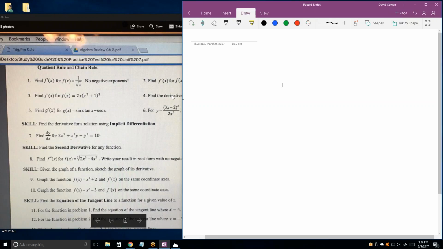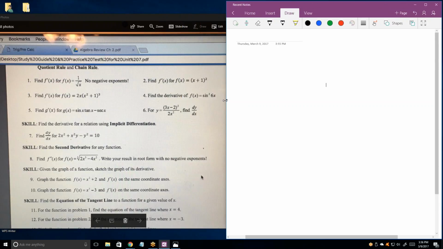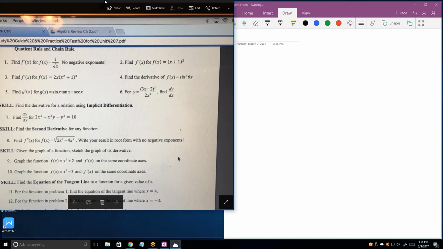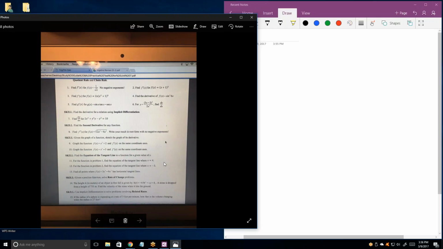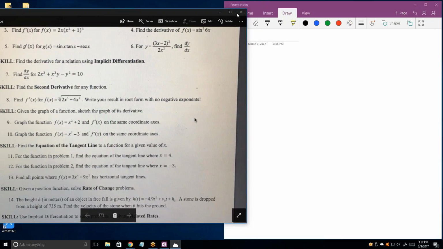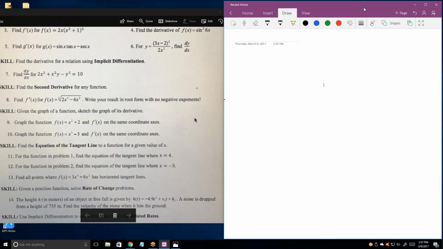And I really mean that, because the quotient rule is just being able to memorize. Product rule is easy enough. Hold on. All right, probably if we just keep doing some, I think you'll get the hang of it.